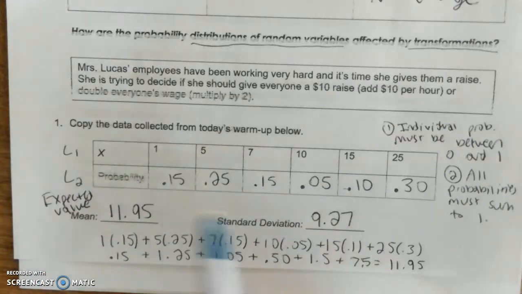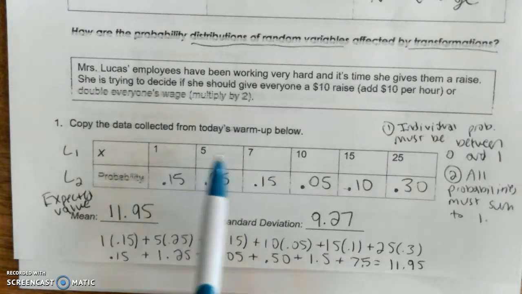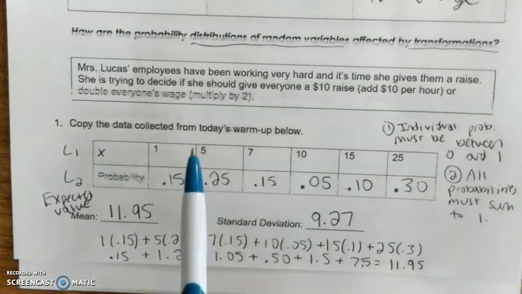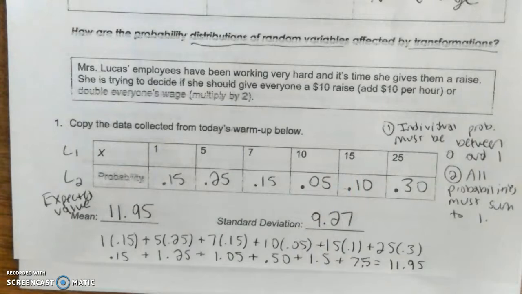Now, there is a step that you notice is not happening when you typically average things. Normally I would add 1, 5, 7, 10, 15, and 25, and I would divide it by 6 because there's 6 numbers. And that would give me the average. That's what's different about random variables.